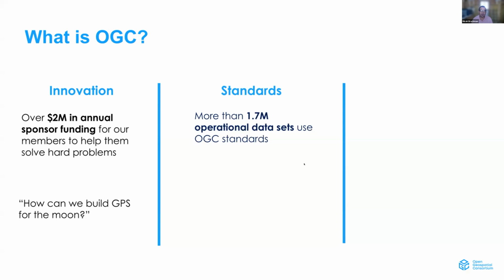And we have almost 2 million operational data sets using OGC standards. These are the data sets that we know about that are fully operational. There are a lot of implementations of OGC standards out there, even outside of these operational data sets. One good example, in fact one of our oldest standards, is Web Map Service, which some of you have probably heard of.